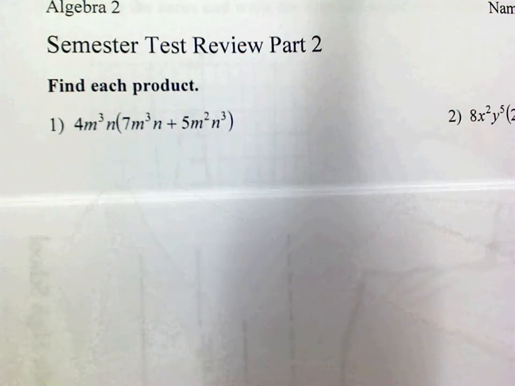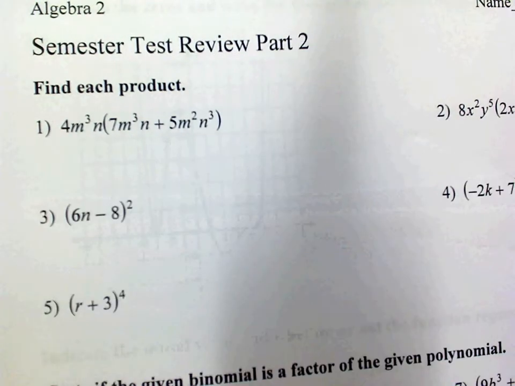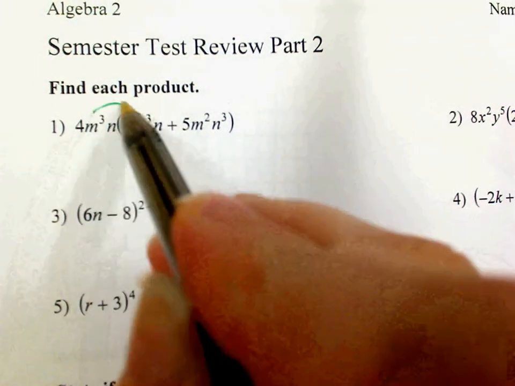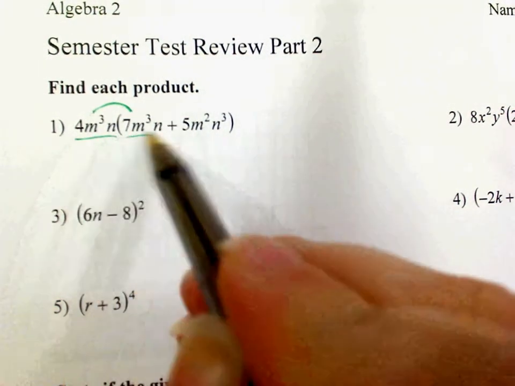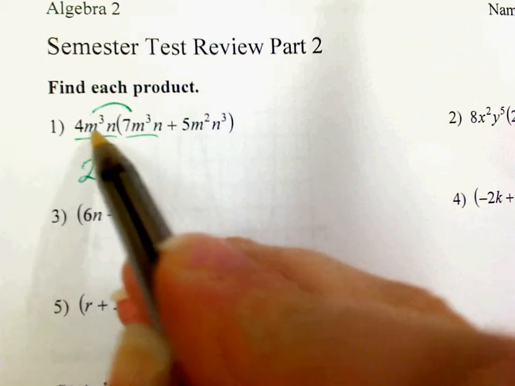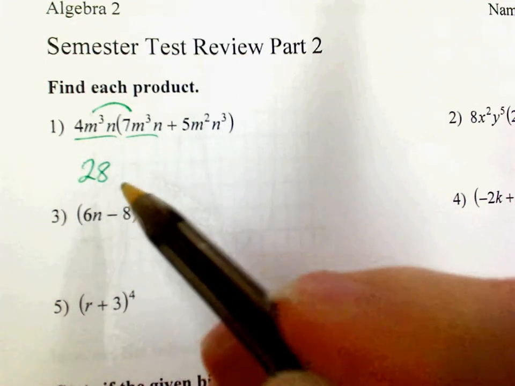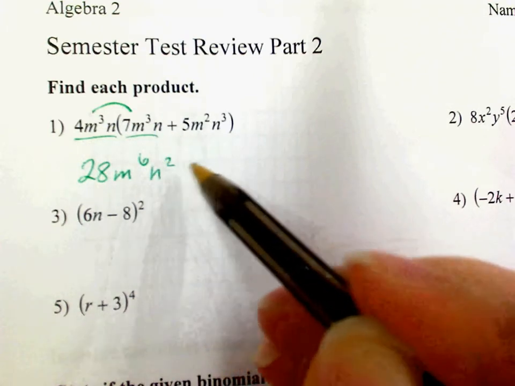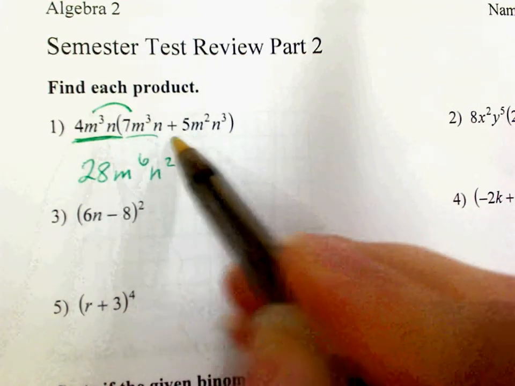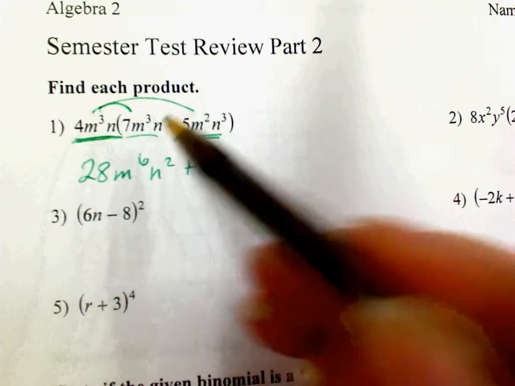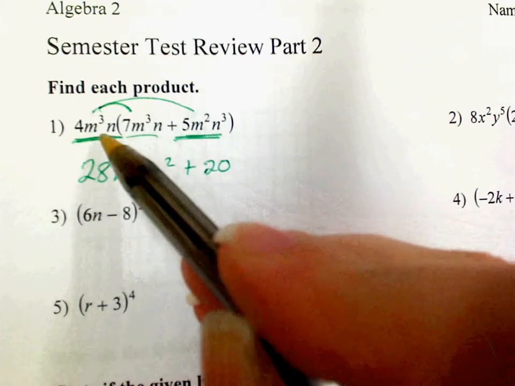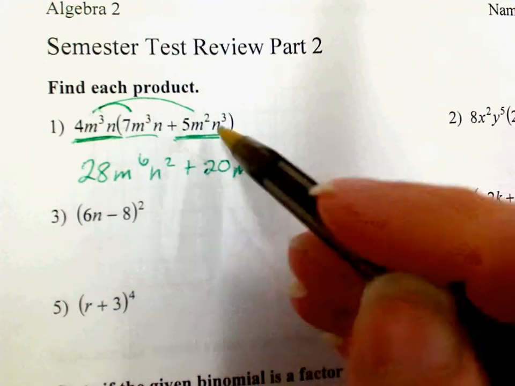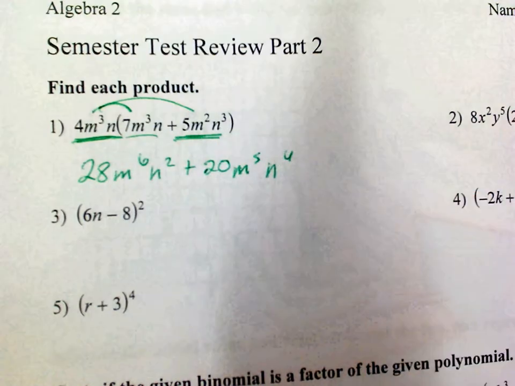When you're multiplying these two, you need to distribute the first term. So if I distribute the 4m cubed n to this one, you multiply the number with a number, and then when you multiply m cubed times m cubed, you have to add the powers. So m to the 6th, and n times n is n squared, plus, now multiplying this and this, 4 times 5 is 20. M cubed times m squared is m to the 5th, and n times n cubed is n to the 4th. And there's my final answer.